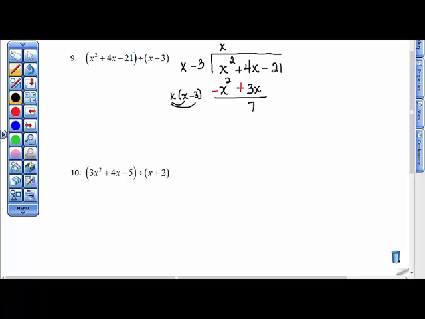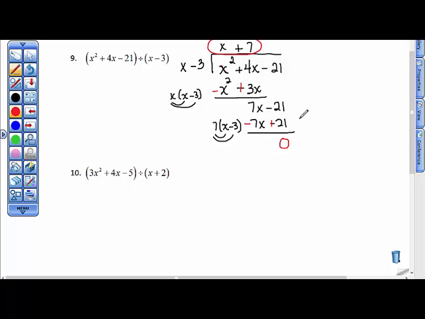These add this time to be 7x, and then I'm going to bring down my minus 21 and do the process again. Because this is 7x and I have an x here, I need a 7 right here, because 7 times that divisor of x minus 3 is going to give me this 7x right here, and 7 times minus 3 is a minus 21. And then when I change these signs, I get a remainder of 0. So my answer for this problem is x plus 7.